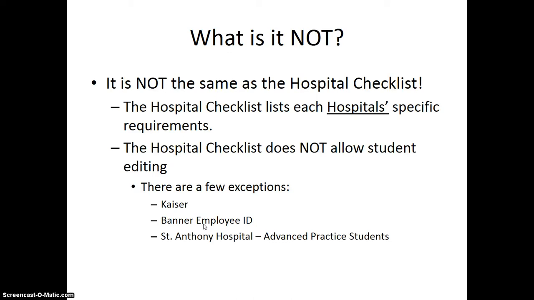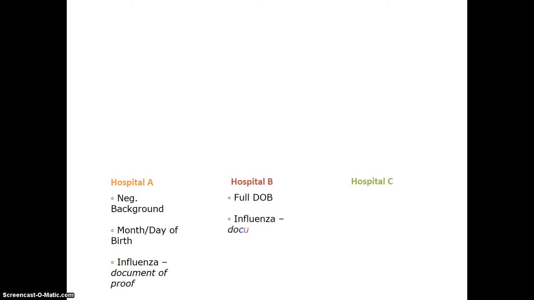How should you set up a master checklist and what items should be included on it? In this example, a school partners with 3 different hospitals. Hospital A requires a negative background check and the month, day of birth and the influenza vaccine with a supporting document. Hospital B requires the full date of birth and the influenza vaccine as well as a supporting document. Hospital C has the negative background check that requires a supporting document and the MMR.